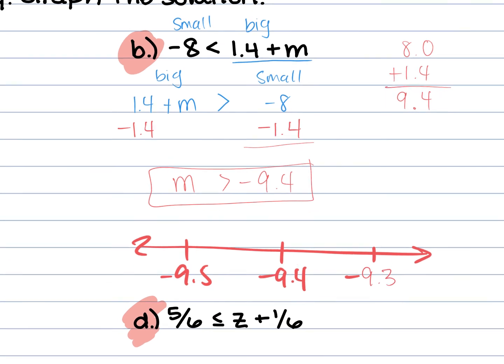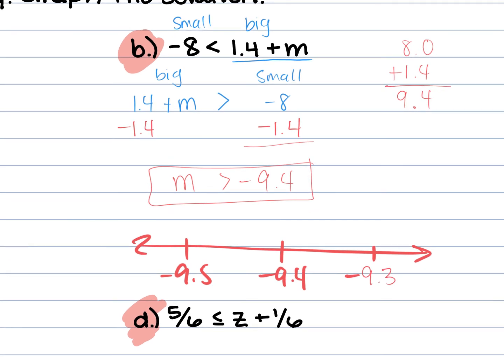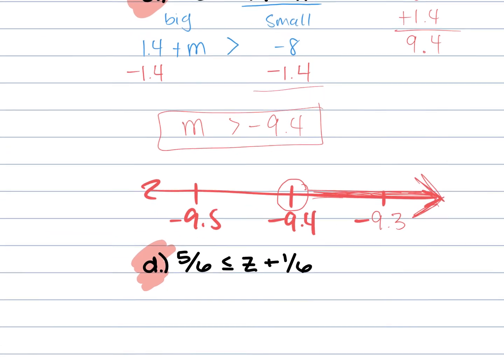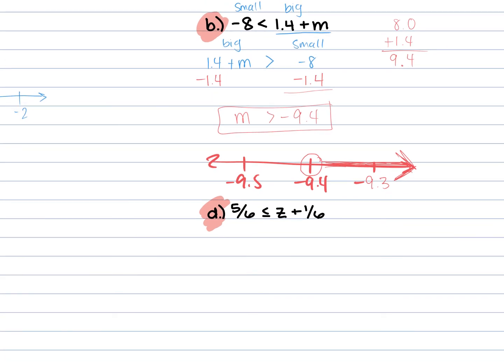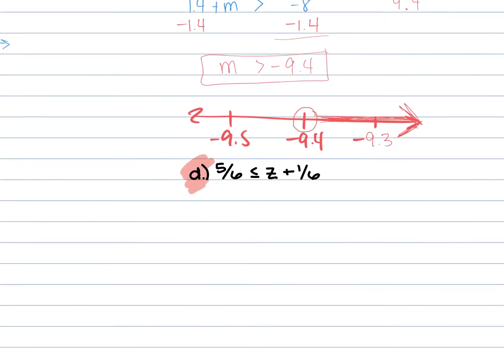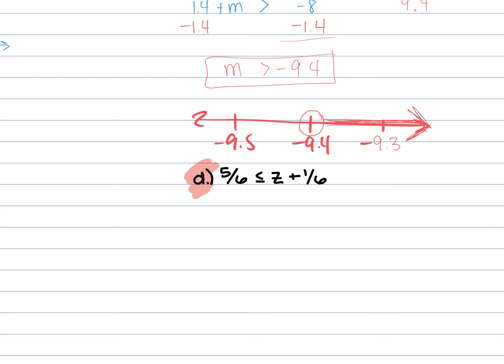What goes on my negative 9.4? Open circle. And which way do I shade? To the right. Okay. What do we do when we go to E? Are we done? Yeah, don't do E yet. You did E? Okay, that's fine.